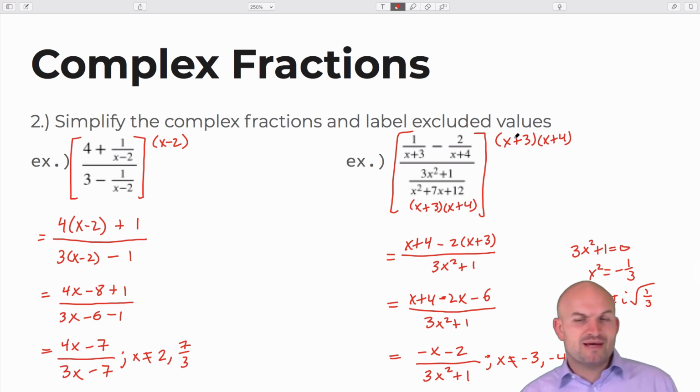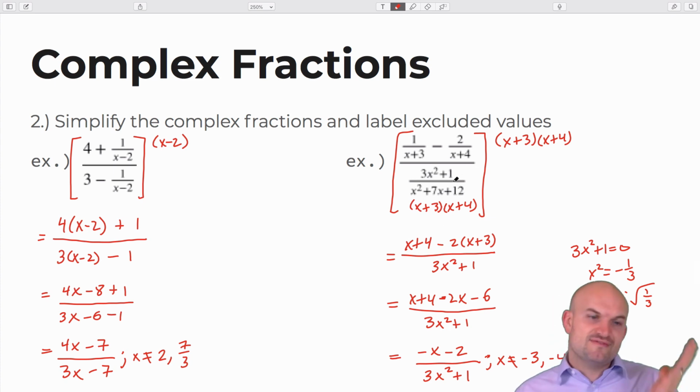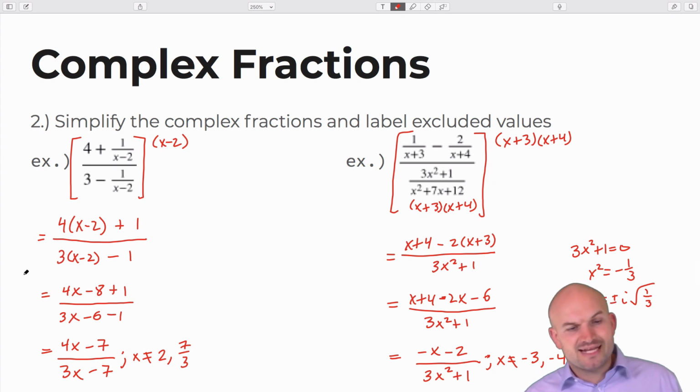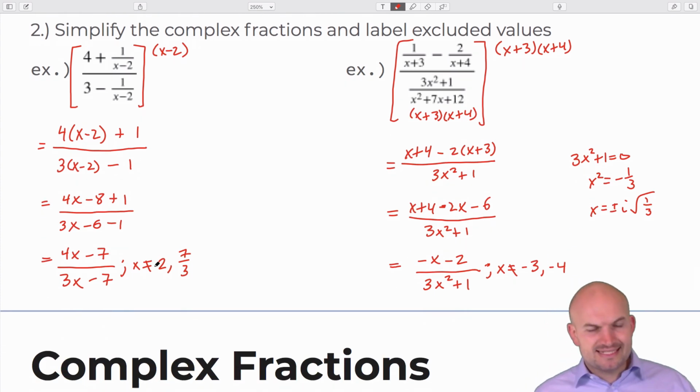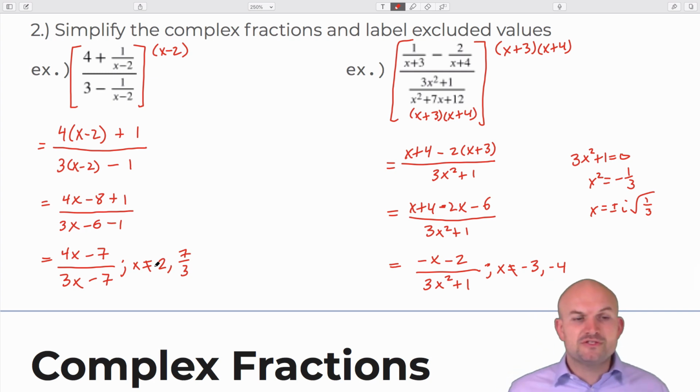Whereas here, when I multiply everything times x plus 3 times x plus 4, I get rid of all those little fractions because they all divide into their terms. And then I can just go ahead and simplify. The only thing that we didn't talk about in day one, which I wanted to bring up to my students today because we have a little bit more time, is understanding the restricted values based on the fraction.